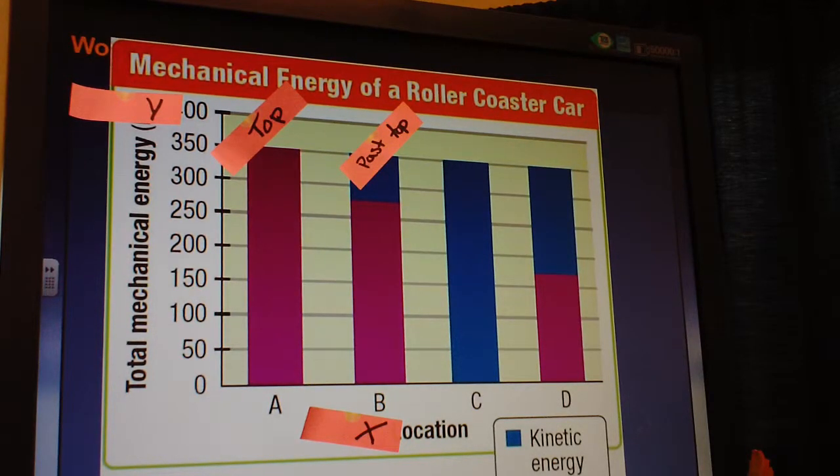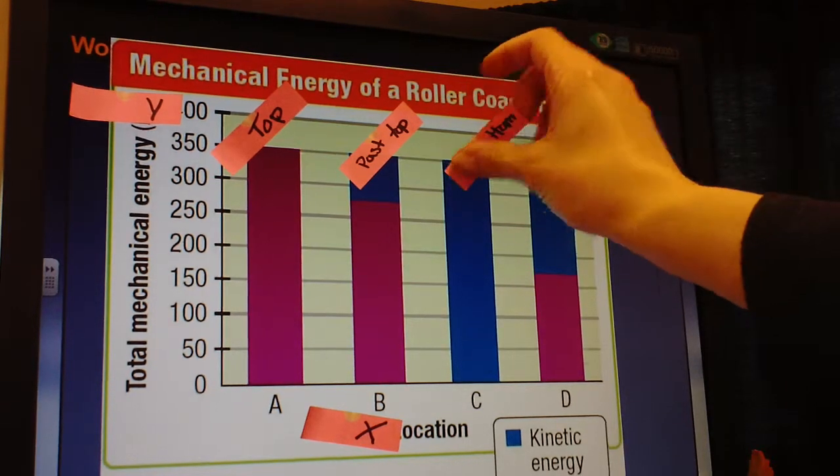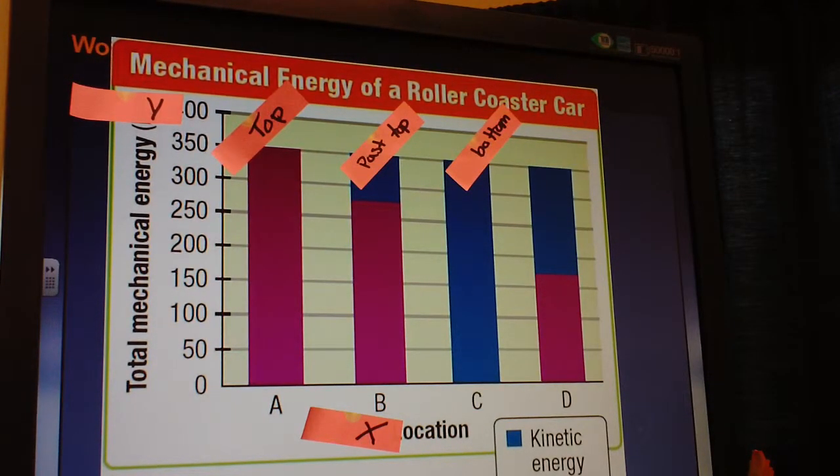And according to our sled example, where do you think the roller coaster has the most kinetic energy? You would be correct if you said the bottom of the hill. And finally, the last position would be as the kinetic energy is turning back into potential energy and starting to carry the roller coaster up the other side.